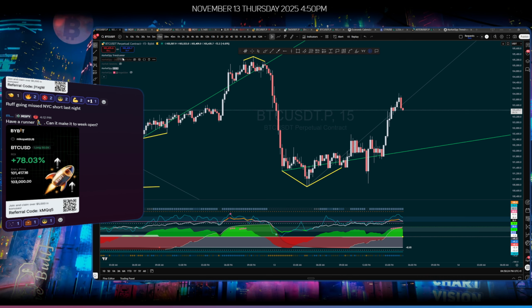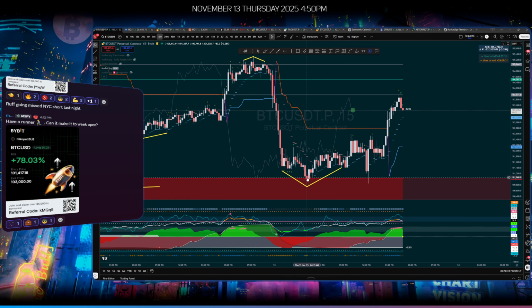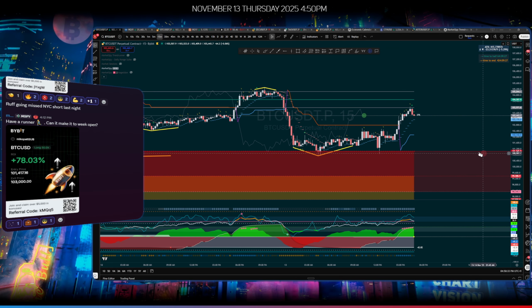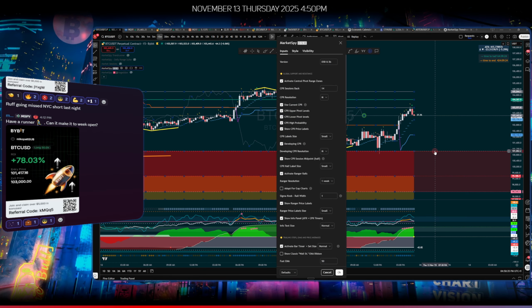Now, DSR is what we use to determine where that support level is. And here it is, we hit it. And as a matter of fact, this support level is monthly. We're not really interested in that.